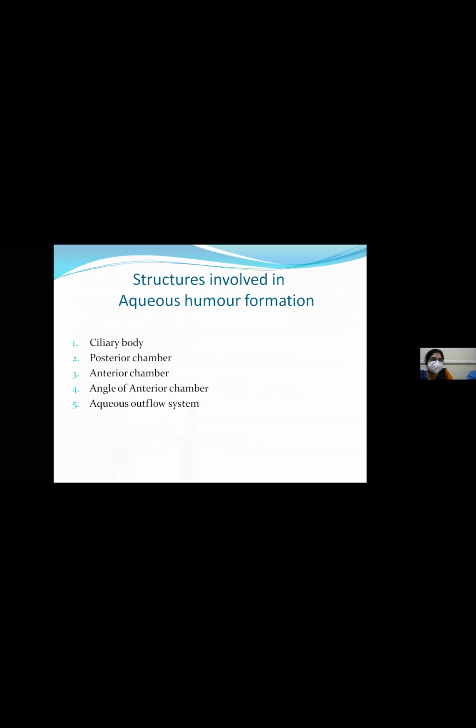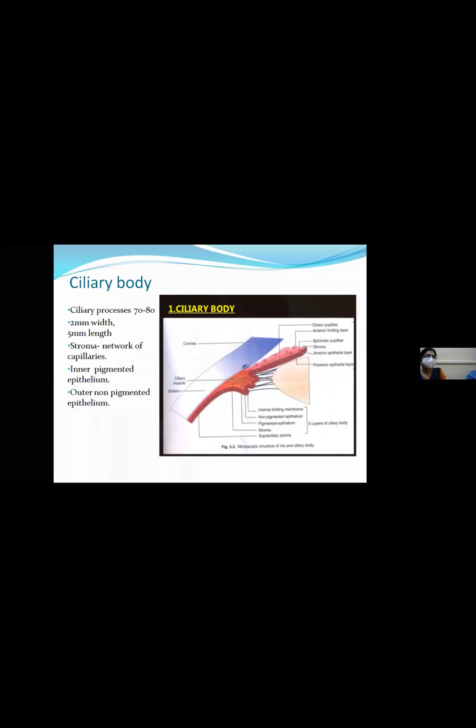So now we'll see the structures involved in aqueous humor formation. They are the ciliary body, posterior chamber, anterior chamber, angle of the anterior chamber, and the aqueous outflow system. The ciliary body consists of two parts, pars plana and pars plicata. Pars plicata has finger-like projections called ciliary processes, 70 to 80 in number, 2 mm wide and 5 mm long. The stroma is composed of a network of capillaries, and there is an inner pigmented epithelium and an outer non-pigmented epithelium.